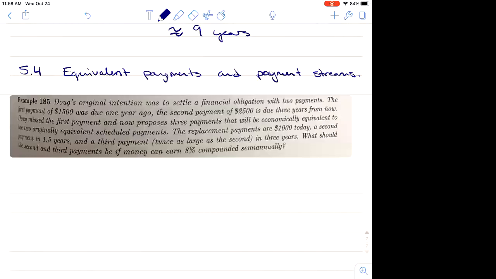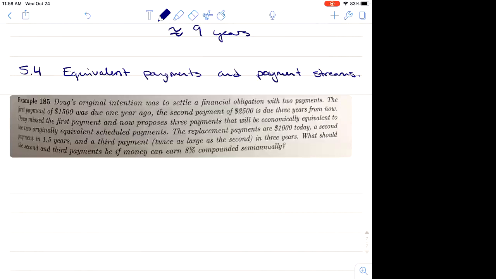Doug's original intention was to settle a financial obligation with 2 payments. The first payment of $1,500 was due 1 year ago. Okay. And the second payment of $2,500 is due 3 years from now. Okay, and a little lofty repayment schedule.